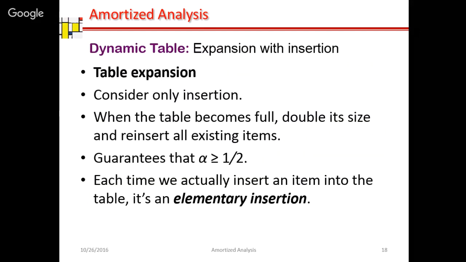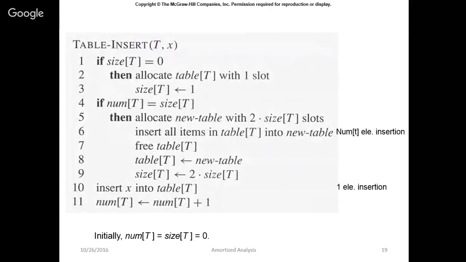Each time we actually insert an item into the table, it's an elementary insertion. Let's look at this pseudocode. We see the table insert, the item we're inserting. If the size equals 0, then allocate the table with one slot. So table size will be 1.